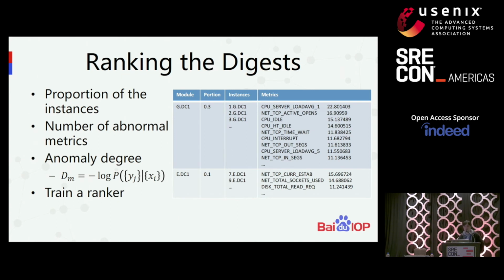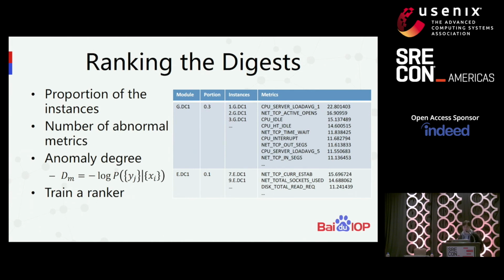And the right side is an example output. The table contains 4 columns. The first column is the module name. The second column is the portion. The third column is the instance list. And the last column is the metric list. So we can see that the G module is ranked at the top because it covers 30% of the instances. And from the metrics, we can see that the G module is overloaded.